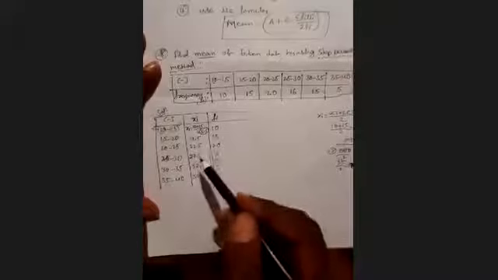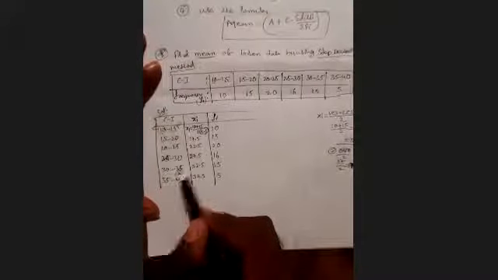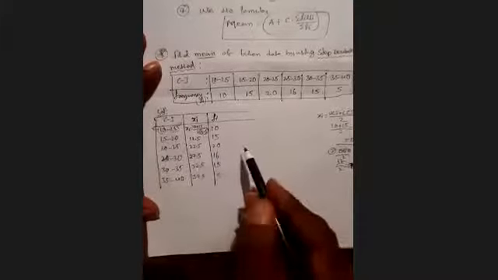How can we know that the difference is 5? Simple. What is the difference between these two numbers? 15 plus 5, 20. 20 plus 5, 25. 25 plus 5, 30. 30 plus 5, 35. So we understood clearly the difference is 5. Then add 5 to each number to get the next number. So now we got the xi values.